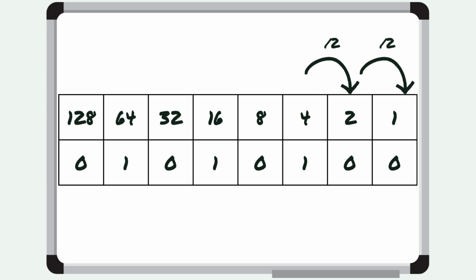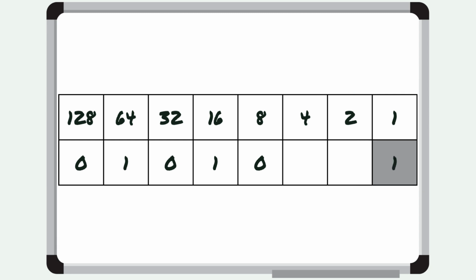The 2 zeros at the end are going to fall off the end, so we remove these. The 1 in the 4 column will shift to the 1 column. The 0 in the 8 column will shift to the 2 column. The 1 in the 16 column will shift to the 4 column. The 0 in the 32 column will shift to the 8 column. The 1 in the 64 column will shift to the 16 column, and the 0 in the 128 column will shift to the 32 column.